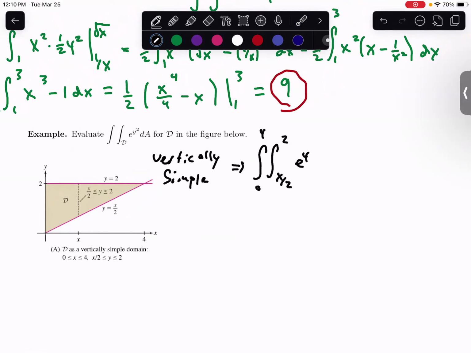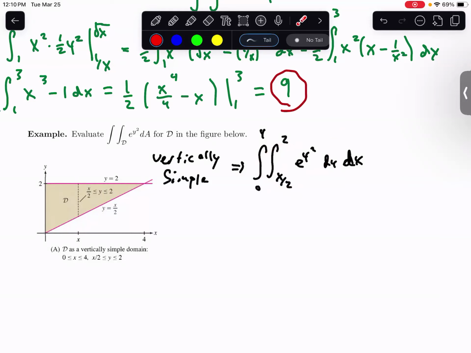So this would be e to the y squared dy dx. And then we're kind of left with an issue here, right? Because how do you compute the integral of e to the y squared? You can't use u substitution. You can't use integration by parts, right? There isn't really anything to play with here.